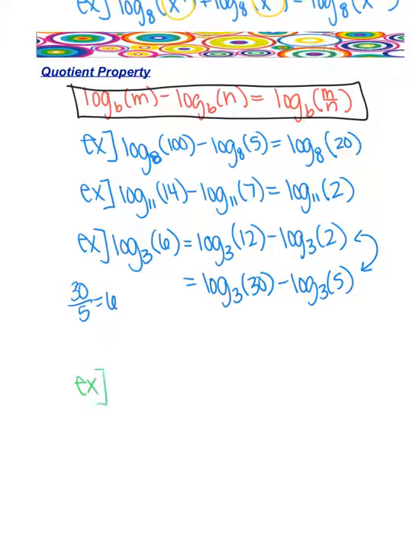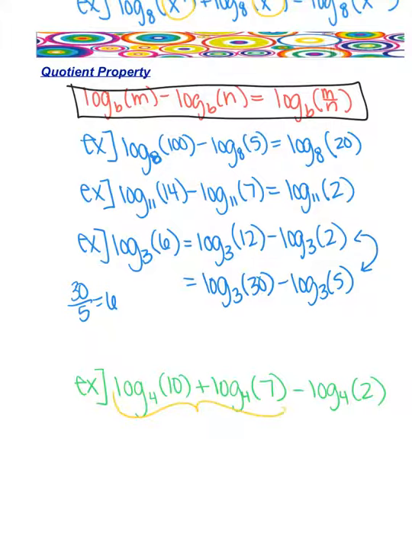What if I had log base 4 of 10 plus log base 4 of 7 minus log base 4 of 2. And I wanted to clean this up. Well, first I would simplify these two. And since they're being added together, it would be log base 4 of 10 times 7, which is 70, minus log base 4 of 2.